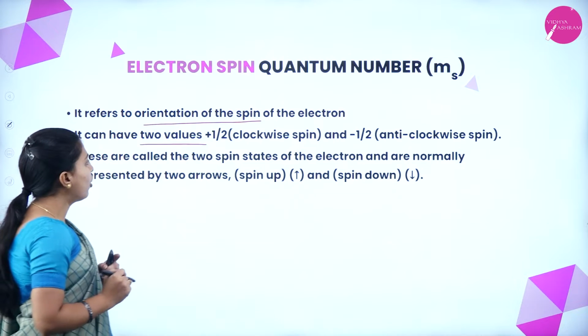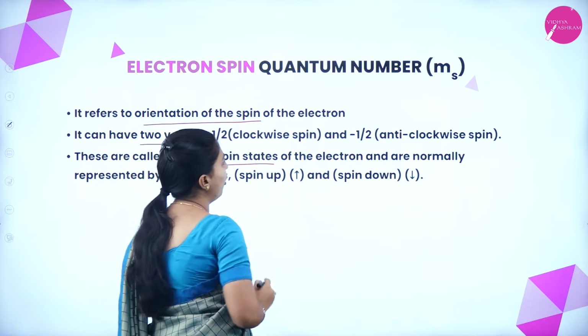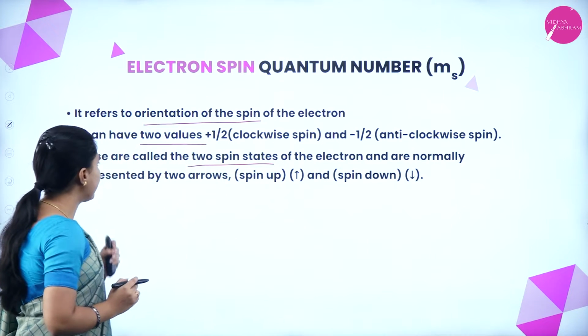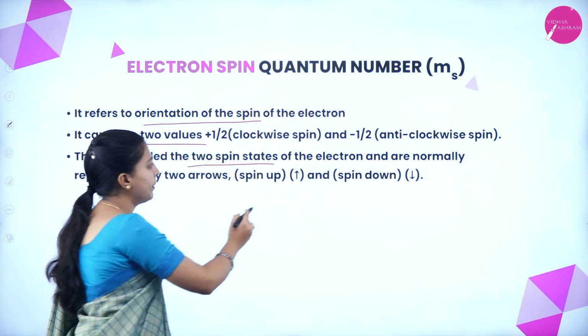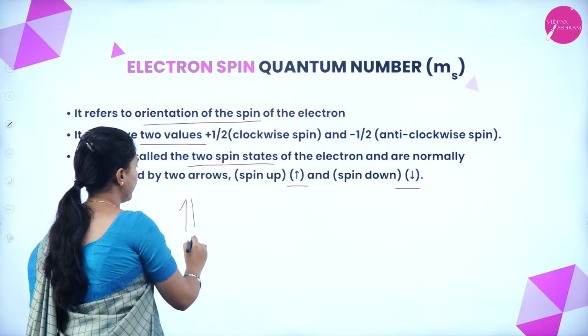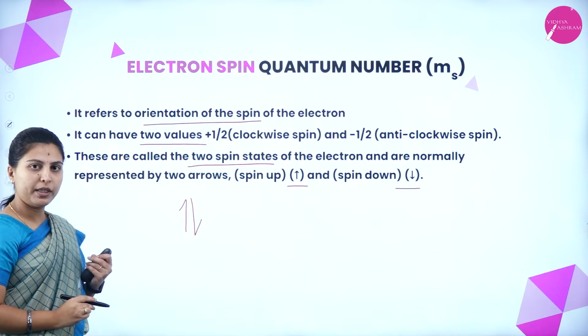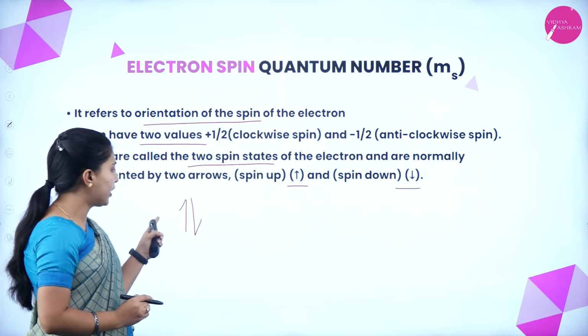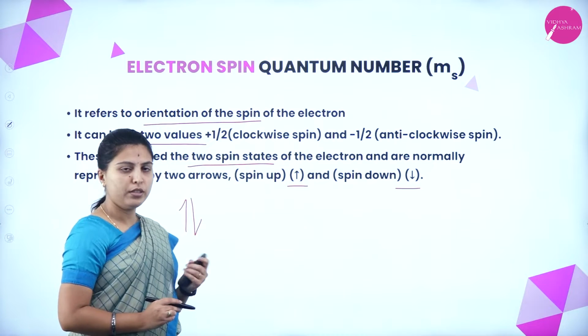These are called the two spin states of the electron, normally represented by two arrows, spin up and spin down. One orbital will accommodate two electrons, so spin up and spin down.